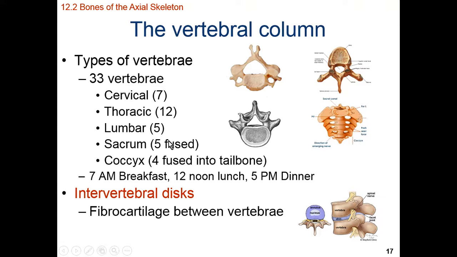To help remember the numbers of vertebrae involved, because sometimes it's just tough to memorize: 7 cervical, 12 thoracic, 5 lumbar, 5 sacral, 4 coccygeal. If you can remember when you eat meals, 7 a.m. breakfast, 12 noon lunch, and 5 p.m. dinner, it'll make it a lot easier to remember that there's 7 cervical, 12 thoracic, and 5 lumbar vertebrae.